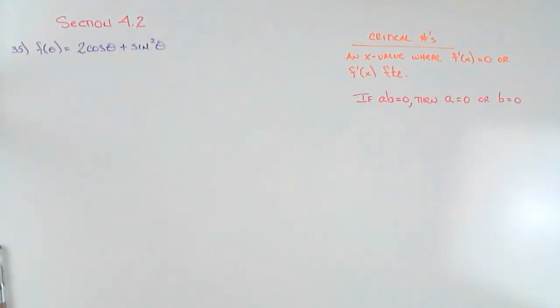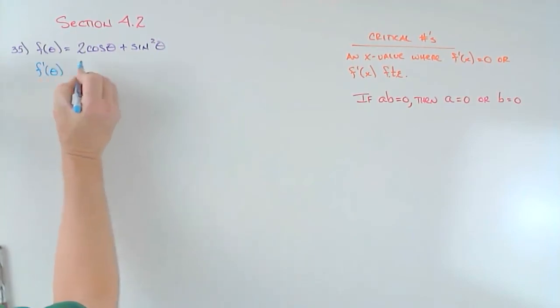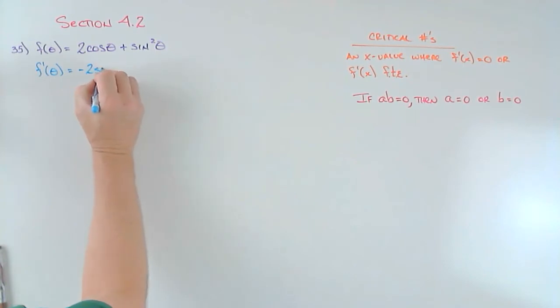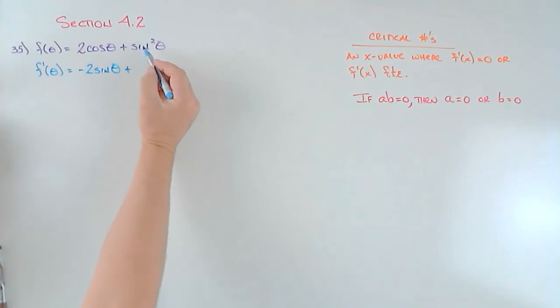Now, we can jump right in and we can take the derivative because we're looking for critical numbers, and to do that, we need the derivative. If we do take the derivative, what do we get here? Well, the derivative of cosine is negative sine, so that's minus 2 sine theta plus. Here we're going to have to use the chain rule.